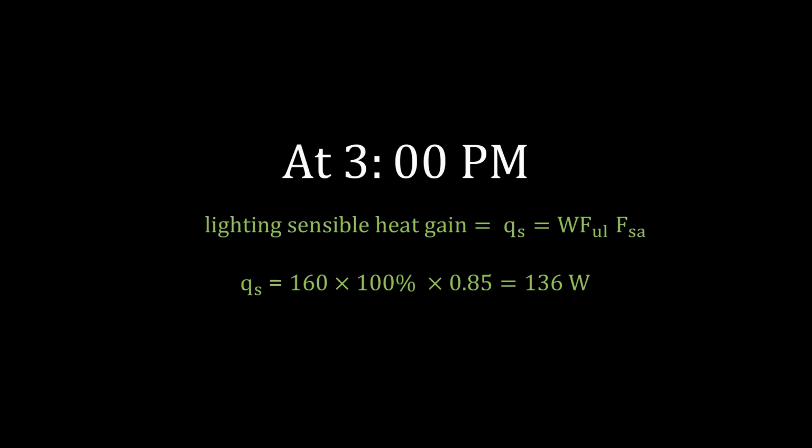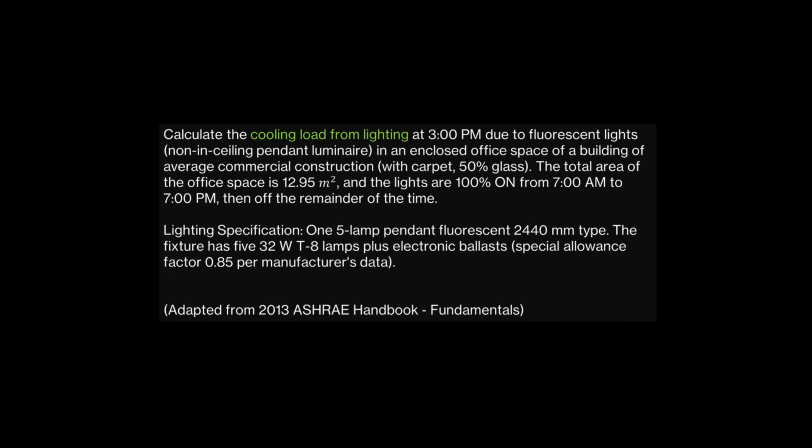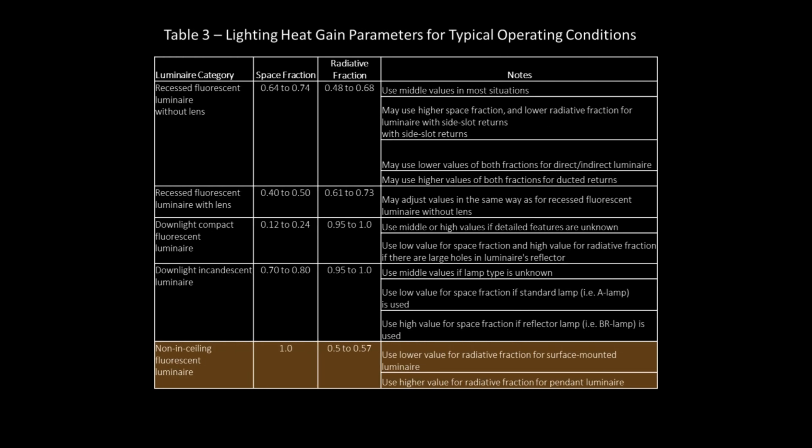I'm going to show you where I got these tables. We have already calculated the lighting sensible heat gain at 3 p.m., which is 136 watts, using the general formula. We were told that the building was of average commercial construction with carpet and 50% glass. We also know that the lighting type is non-in-ceiling fluorescent pendant luminaire. Using the table below, we can see that the space fraction is 1.0 or 100% if you like, the radiant fraction is 0.57 or 57% if you like, and the convective fraction is 0.43 or 43% if you like.